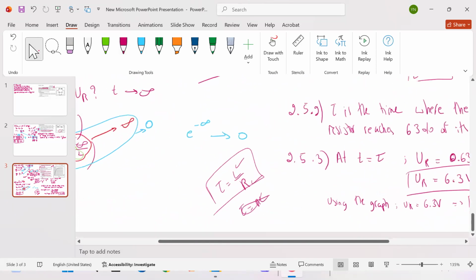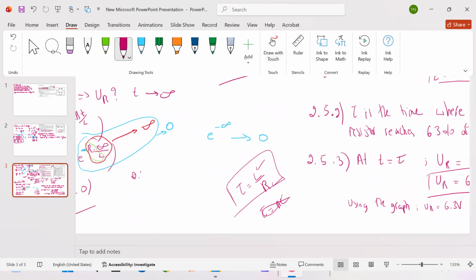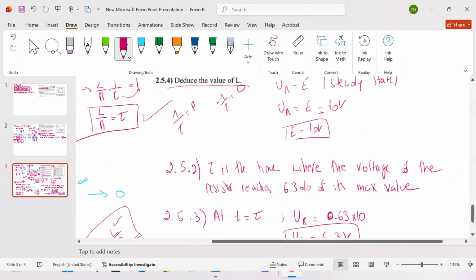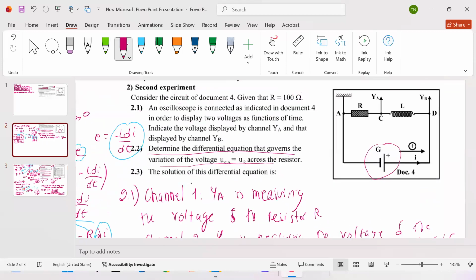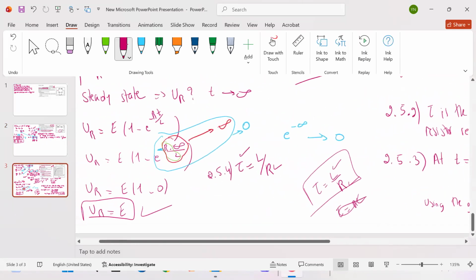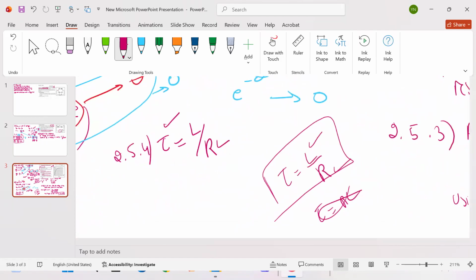The last part, it uses the value of L. This is what I just talked about here. So 2.5.4, they asked you about tau in 2.5, 1, 2, 3. So indirectly, they're telling you use the formula of tau, which is L over R. Okay, I know R. I know tau, it's 1 millisecond, and I know R. At the beginning, they told me that R is 400. I'm sorry, 100. 100.